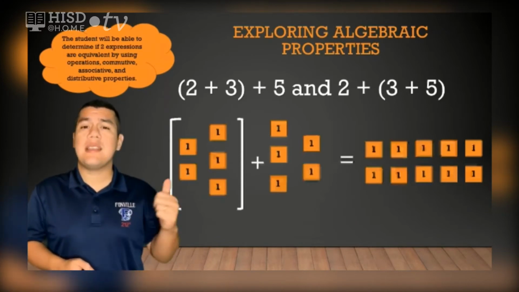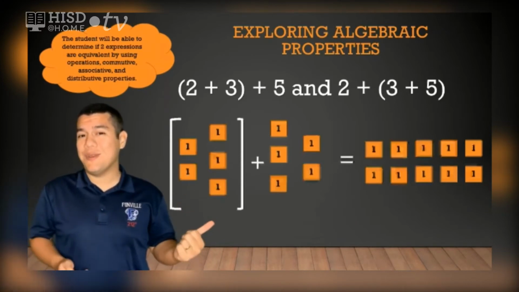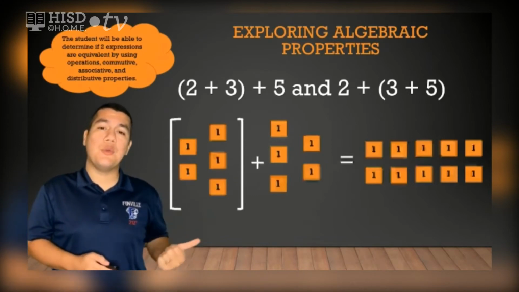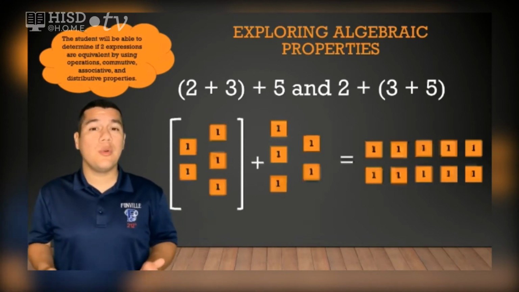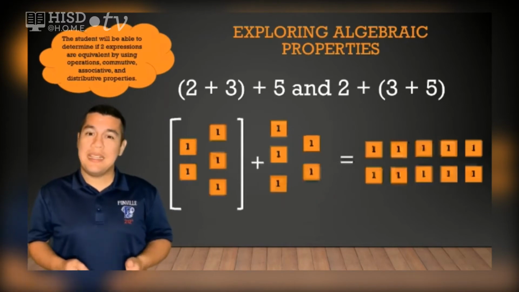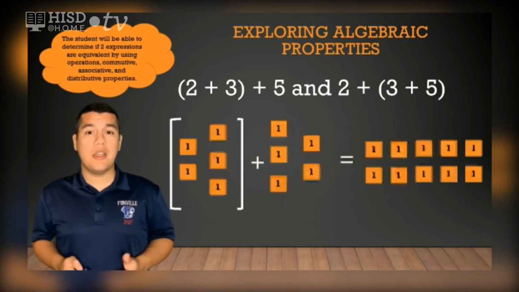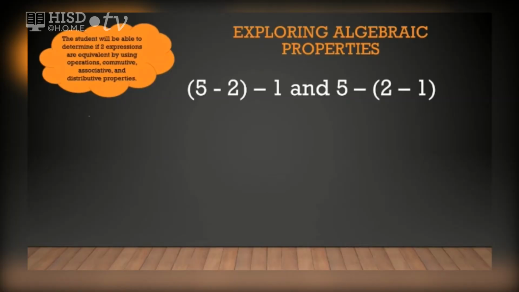Well, that means that inside of the parentheses, we have 8 units, and then I'm going to add 2 more. And that means that my total is going to be 10. That means that the associative property holds for addition. On the associative property of subtraction, we are going to explore the following expression.